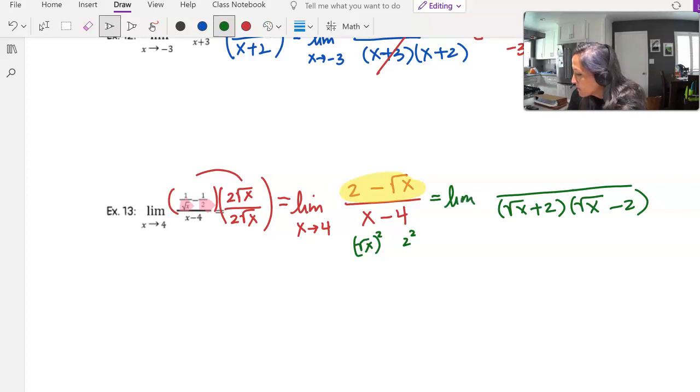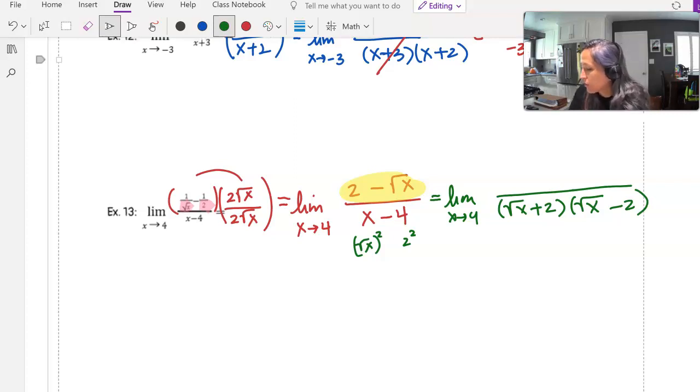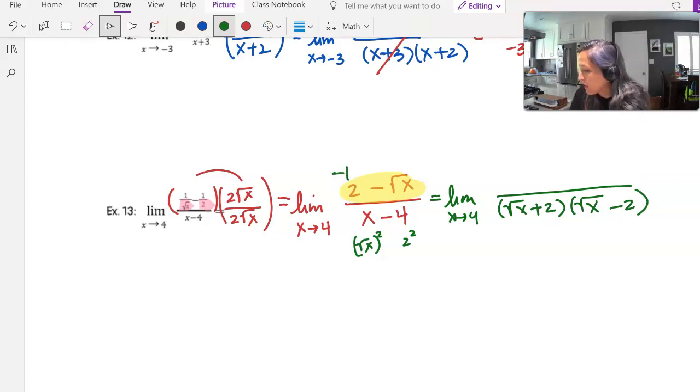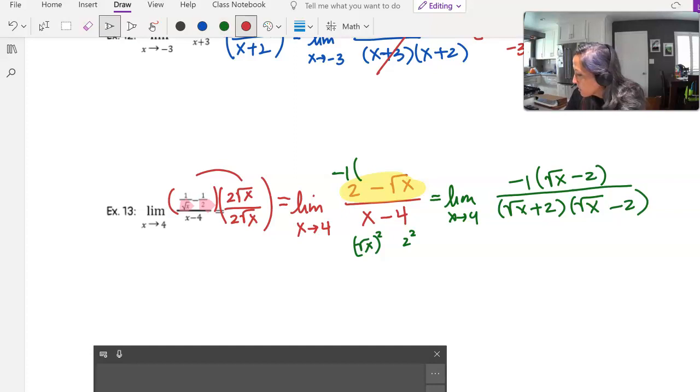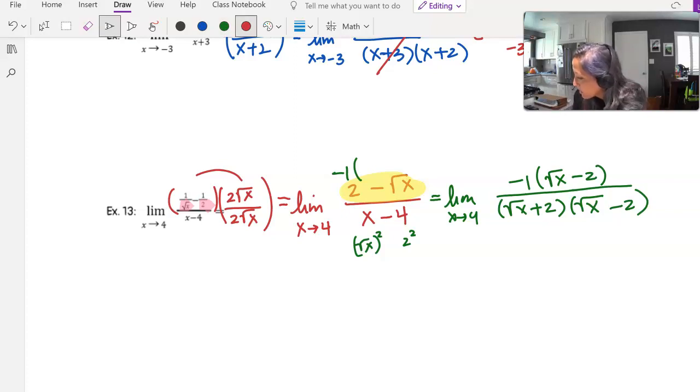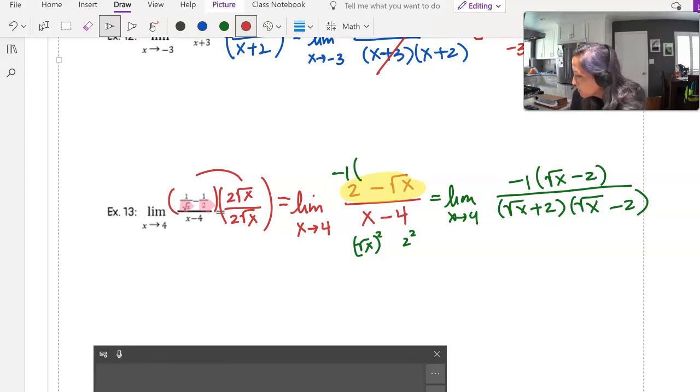So this is the limit still as x goes to 4. I might even, as I'm doing this, go ahead and factor the negative 1 out of this numerator. Think about what's going to be left behind. That'll make my square root of x positive, which is what I need for it to match up, obviously, with what's below. And then it'll make my 2 negative, because it was positive. So there we can see there's our common factor from the numerator and the denominator. Get rid of her.